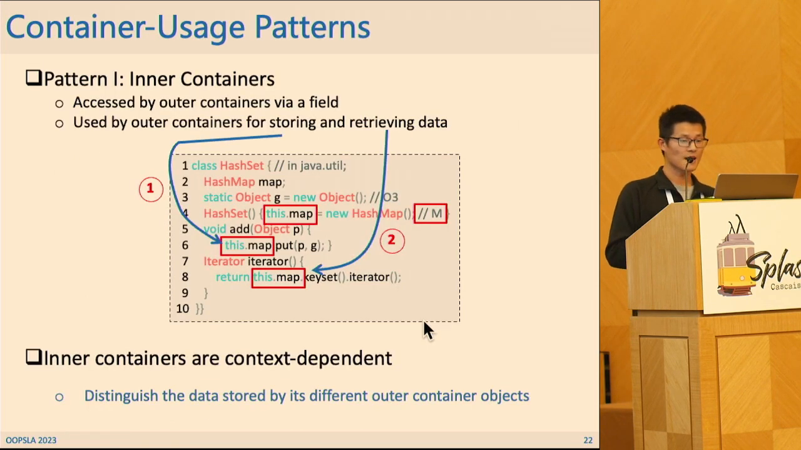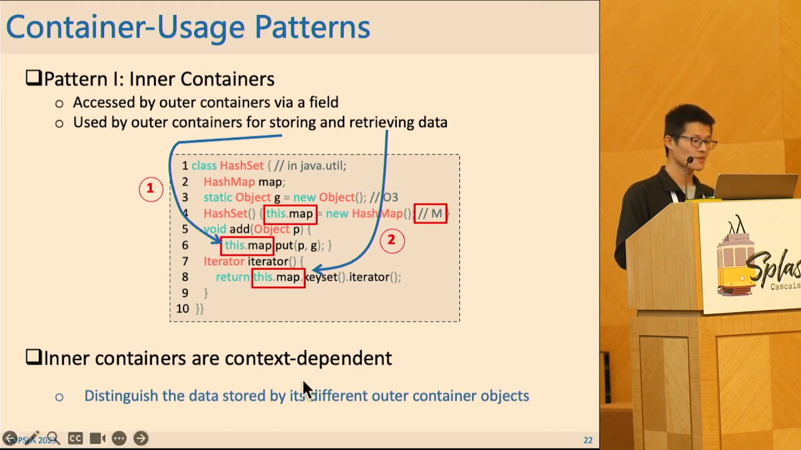From this slide, I briefly introduce the three use patterns. The first pattern is the inner container pattern. A container object is an inner container if it can be accessed by the outer container via a field and could be used by the outer container for storing and retrieving data.